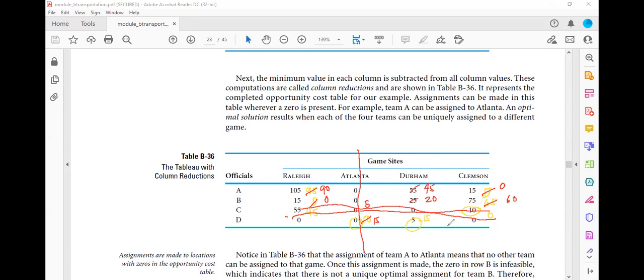Now this time, if you try to cover all the zeros, it will need 4 lines to cover all the zeros. Okay, let me show you an example.